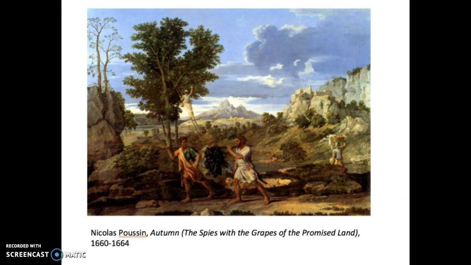In Nicolas Poussin's Autumn, we see the use of atmospheric perspective. We've got this highly detailed foreground, right? This portion of the composition that's closer to the viewer. We see individual leaves delineated in this bush. Again, we see rocks, pebbles described here.